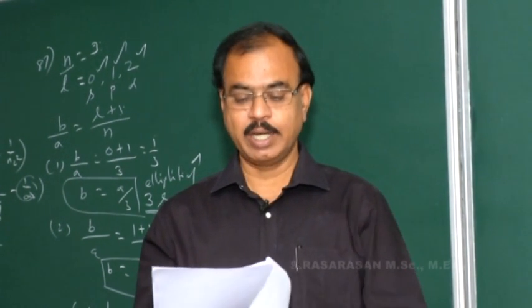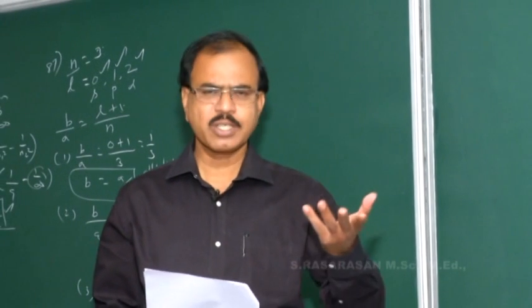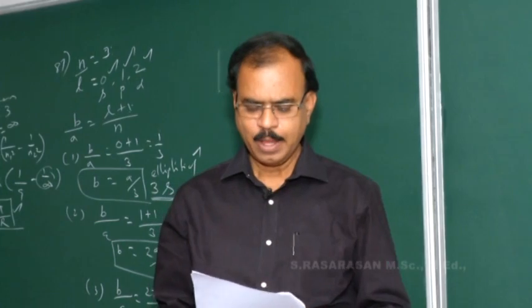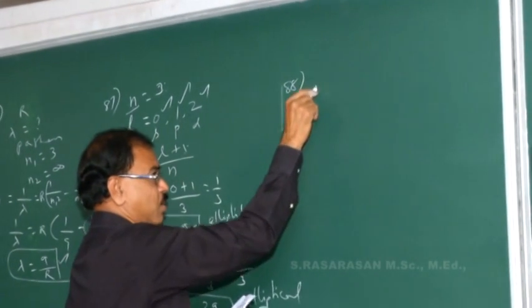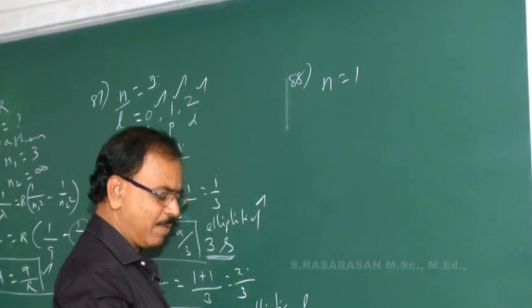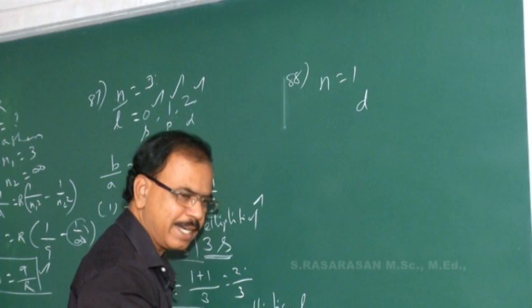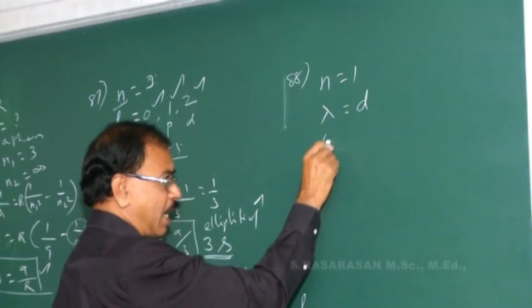Let us pass on to the next one. 88. For the first order X-ray diffraction, the wavelength of X-ray is equal to lattice spacing at a glancing angle of dash. Diffraction is studied systematically by Bragg's law, 2d sin theta equal to n lambda. Lattice spacing is d, also called Bragg spacing, lattice constant, interplanar distance. Wavelength is equal to d. At a glancing angle of theta is the question.